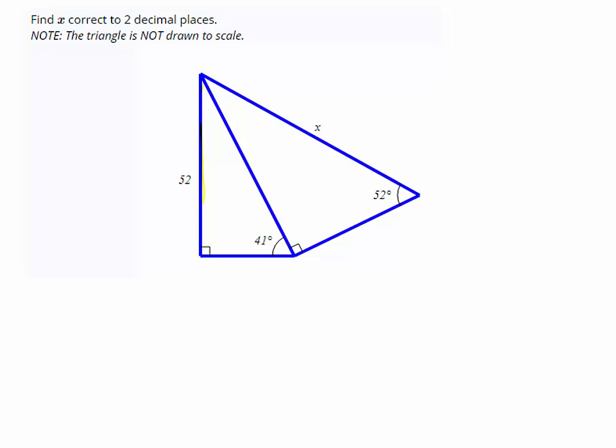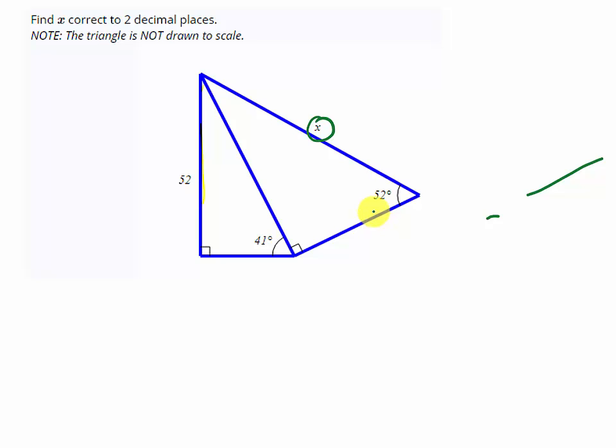So here we have a couple of triangles, two right triangles, and we want to find x. Now there's this right triangle that's on the right. We have 52 degrees and we want to find x, but we don't know any of the sides. So we can't set it up with right triangle trig, at least not yet, till we can find a side.